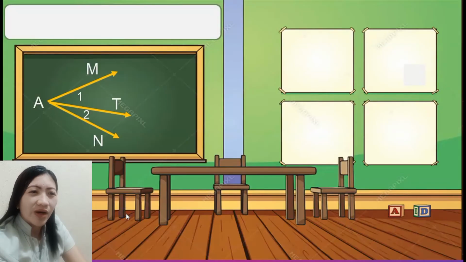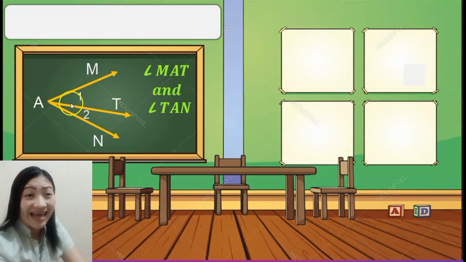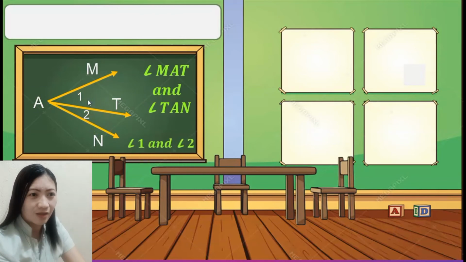So the first one, I'm going to give you a figure. So we have here, so let's name the angle. So this is angle MAT and angle TAN. Okay, these two angles can also be named using the number angle 1 and angle 2.